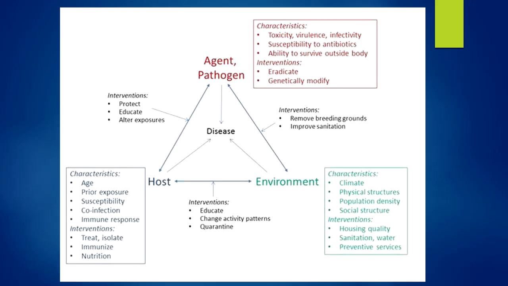When thinking about the agent and environment interaction, we could try to remove breeding grounds for the agents responsible for transmitting disease, improve sanitation. And then between host and environment, again, we can try to educate people about risks and protective factors, change people's activity patterns, or try to implement quarantine.